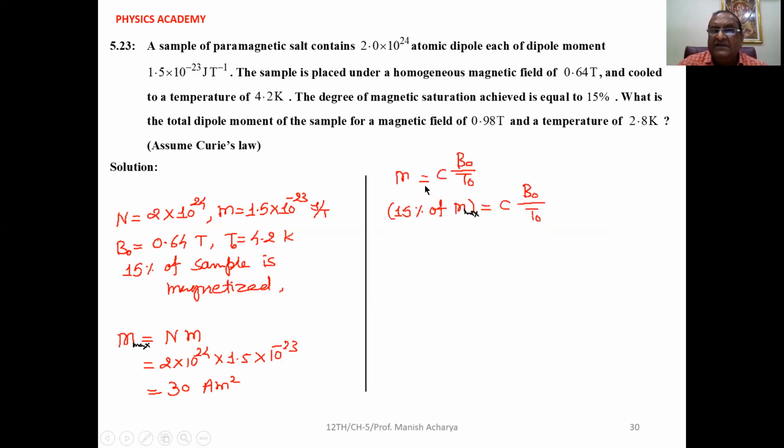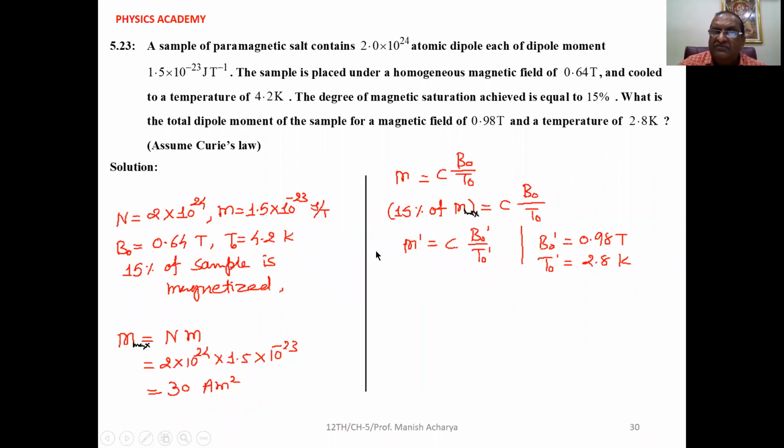Magnetization of the sample in the given magnetic field at given temperature, we can give as M = C B0/T0, magnetic field upon the temperature. Magnetization of the sample is 15% of maximum magnetization, which is equal to C B0/T0. Now we want to calculate the total dipole moment of the sample, meaning the magnetization of the sample at this magnetic field and temperature. Now we can write another equation as per Curie's law: M dash is equal to C B0 dash, the new magnetic field, which is 0.98 Tesla, upon T0 dash, the new temperature 2.8 Kelvin.